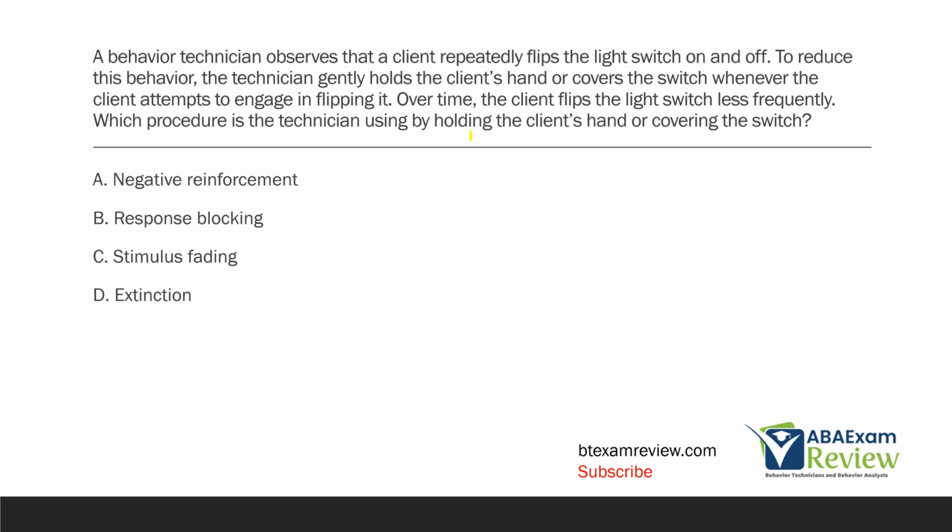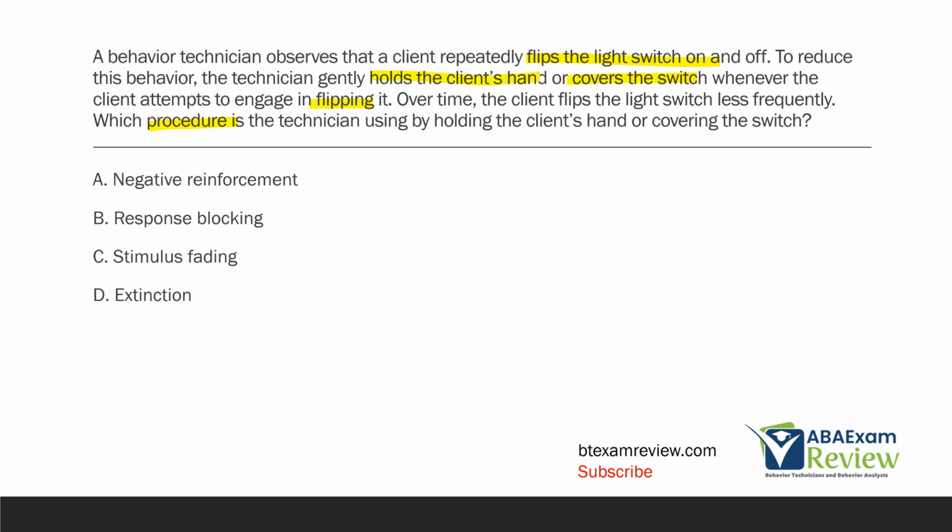There are a couple of key ideas in this question that we want to think about. So first, as always, what does the question want to know? The question wants to know what is the procedure the technician is using by stopping the client from switching on and off the light. Because when we look at it, we know the problem is the light being flipped on and off. And to stop it, the technician does not allow the behavior to occur. If the client attempts to flip the light switch, they cover the switch or they hold the client's hand. So what the technician is doing is blocking that response from even occurring.